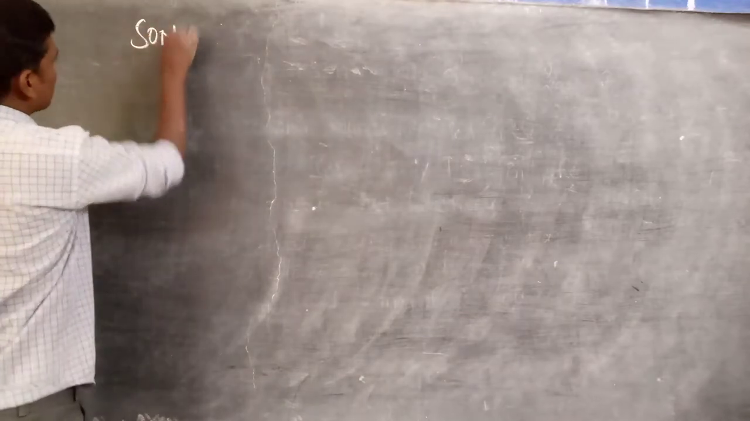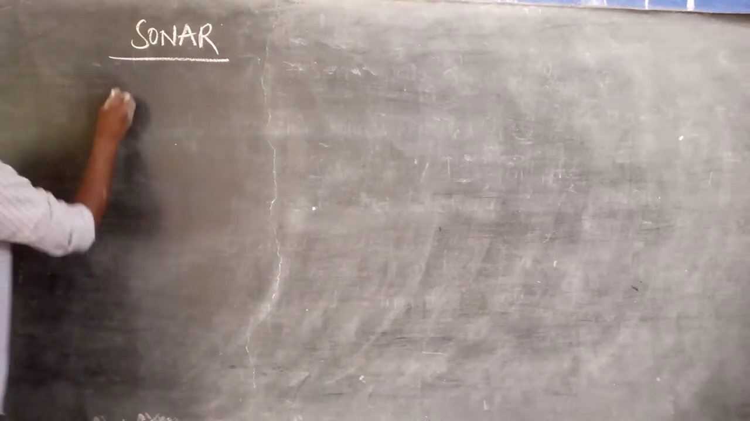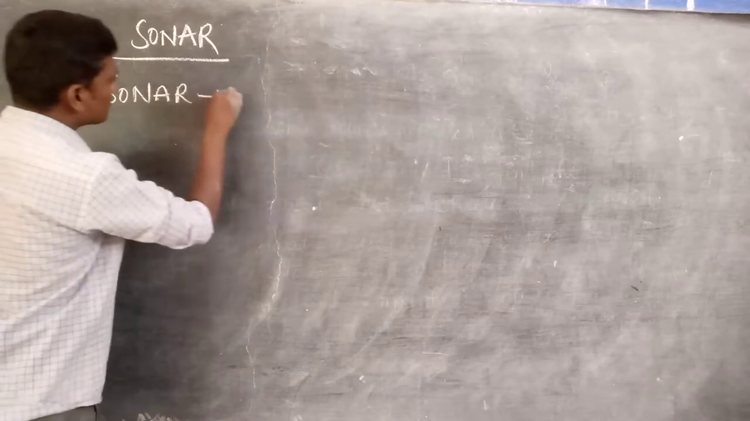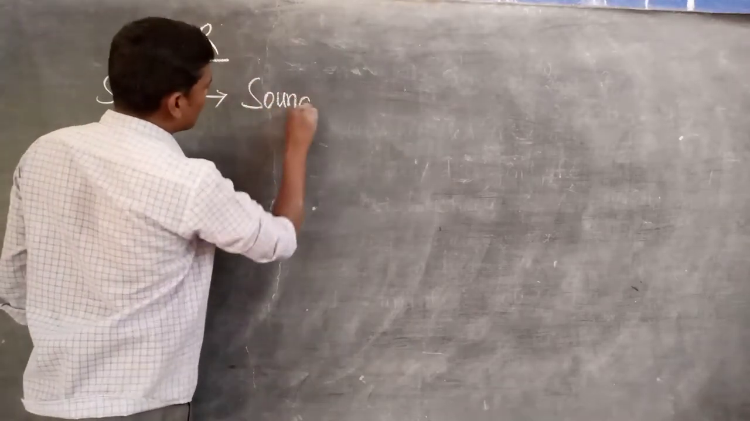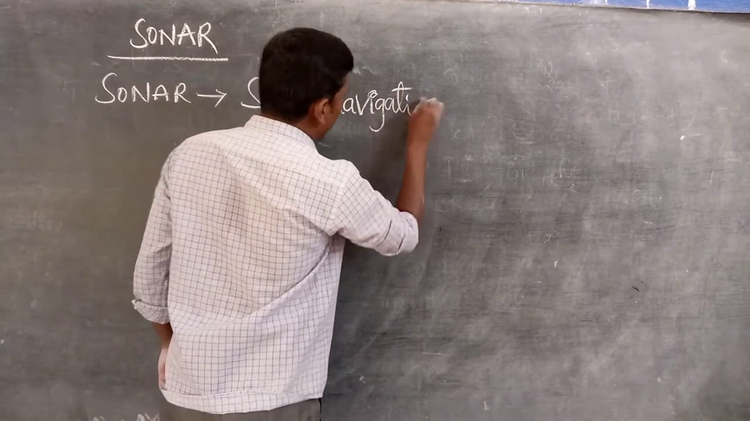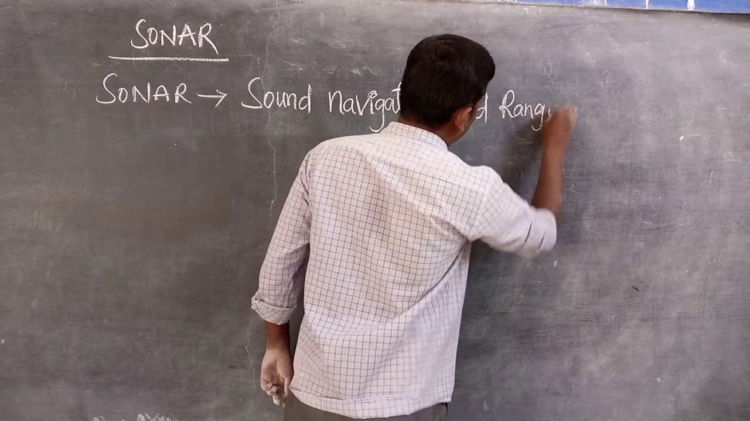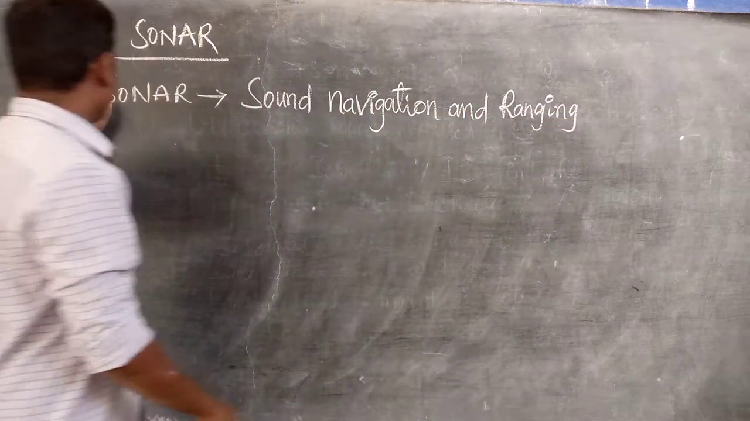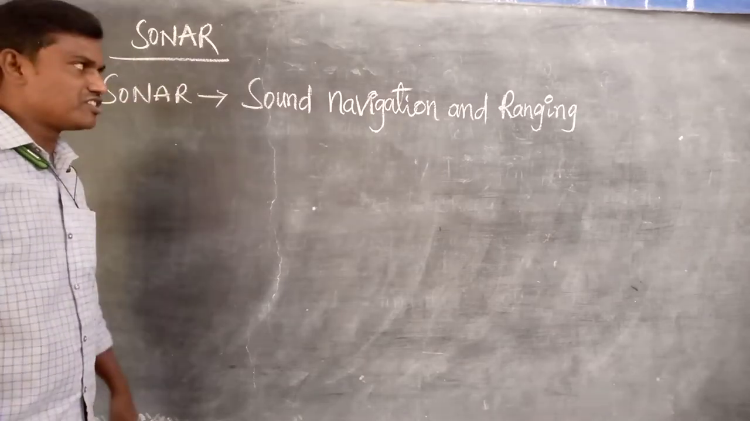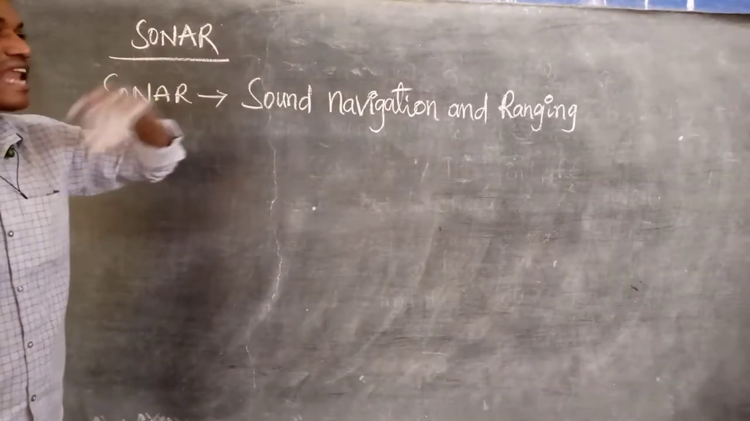Next, our concept is sonar. This word is important. Sonar means sound, navigation and ranging. S-O means sound, N means navigation, A means and, R means ranging. Sound, navigation and ranging means that with the help of sound only they can navigate and range.